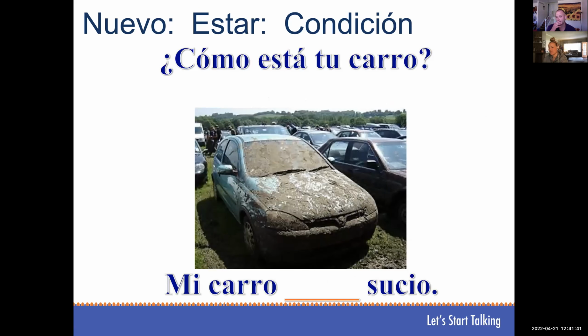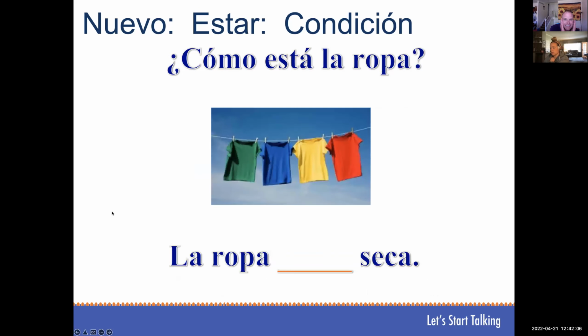¿Cómo está tu carro? Mi carro estoy? Or no, mi carro está? Mi carro está, because you're talking about the car, not you, me. Right? Got it. Okay, so you're getting confused by the possessive adjective. Yeah. My car, but you're, okay. Remember there's a difference between my and I. Right? Okay. ¿Cómo está la ropa? La ropa está seca.